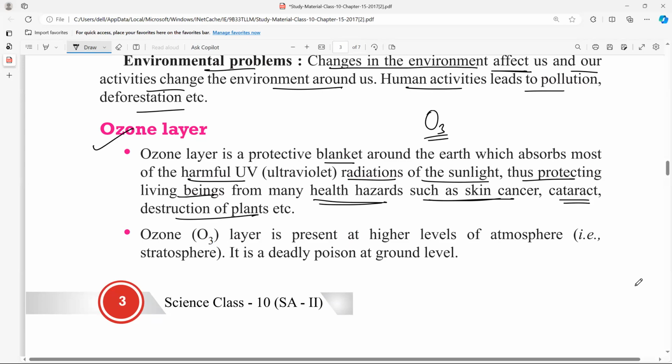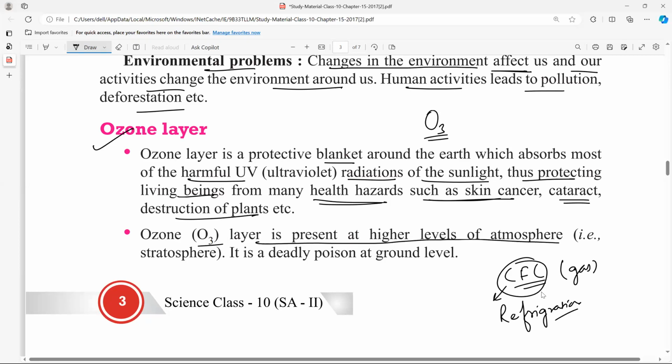There are certain reasons which lead to the depletion of ozone, like the use of CFC gas, chlorofluorocarbon. This is now banned in India, but it was used for refrigeration. It is a gas used in the refrigerator. The ozone O3 layer is present in the higher levels of the atmosphere.